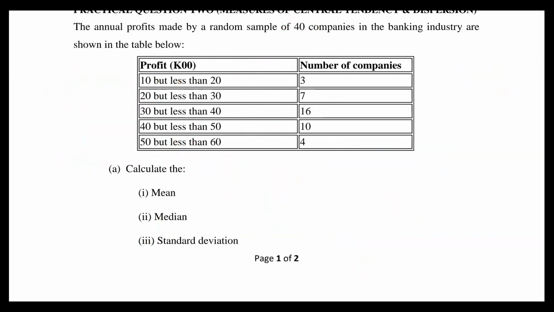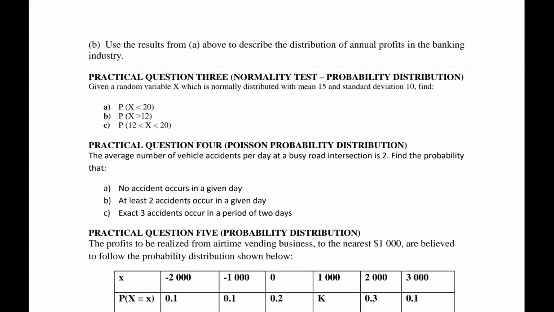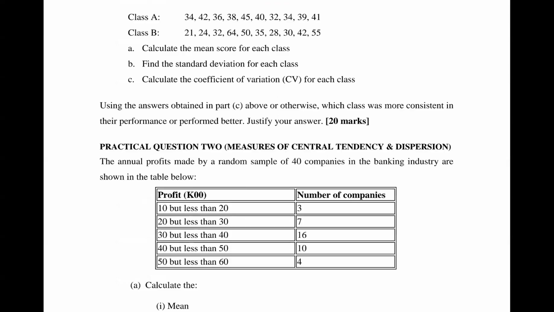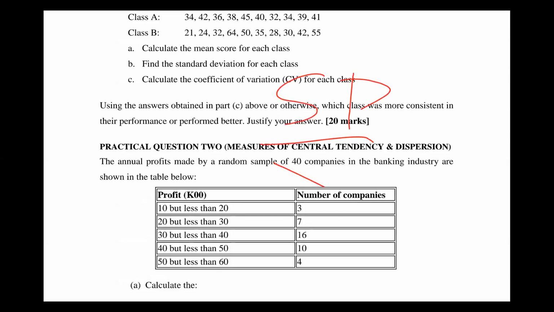Okay. So it is just like the same one we had. This one again was saying, use the results from above to describe the distribution of the annual profit in the bank. So you can use the coefficient of variation again. You know that the coefficient of variation is the standard deviation divided by the mean, X bar. That will give you the level of variation.